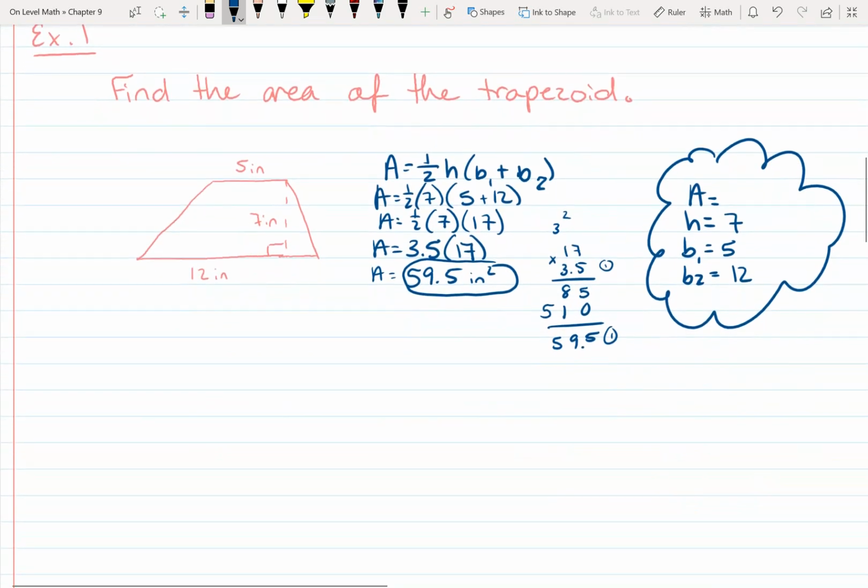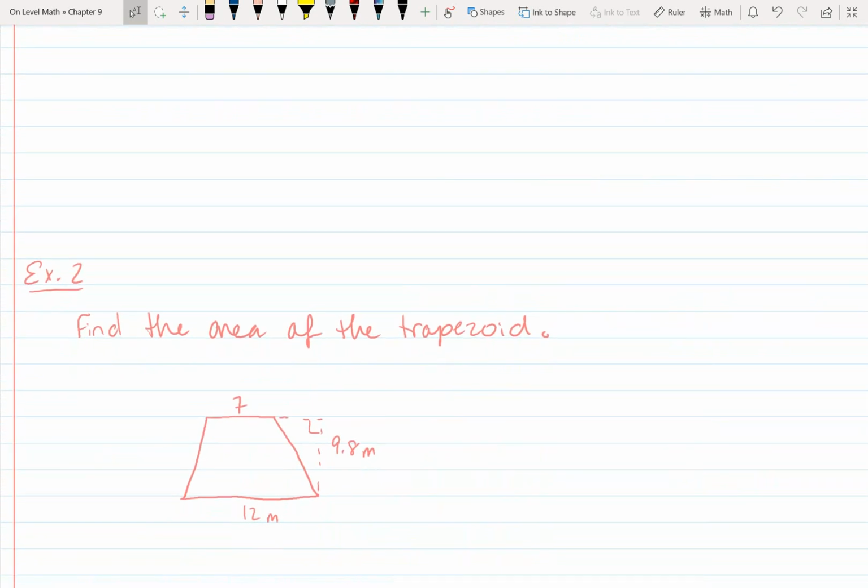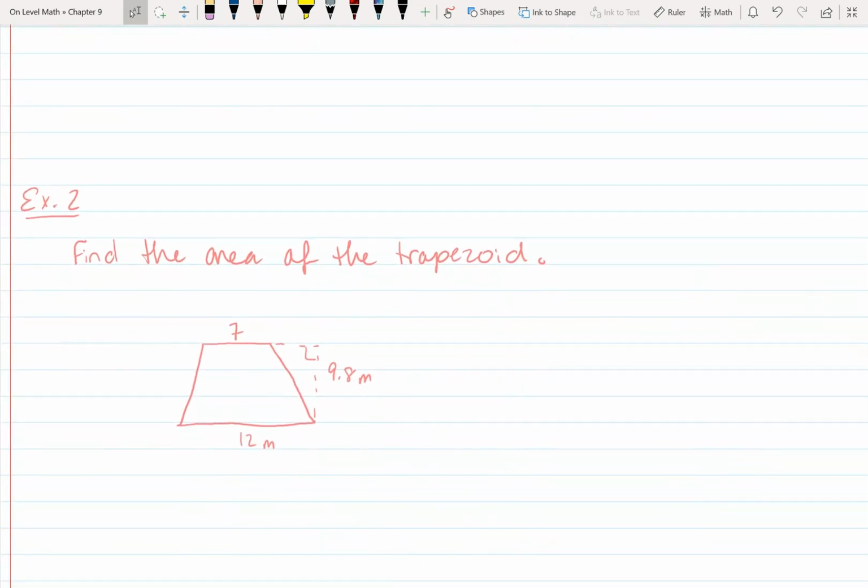Alrighty, let's go ahead and do example 2. Again, kind of just plugging into what we know, and we're good. Find the area of the trapezoid. And again, right here, you can see the height is not inside the figure, but it's still written with the dotted line, and the right angle is shown. So start with our formula. A equals 1/2 times height times base 1 plus base 2.